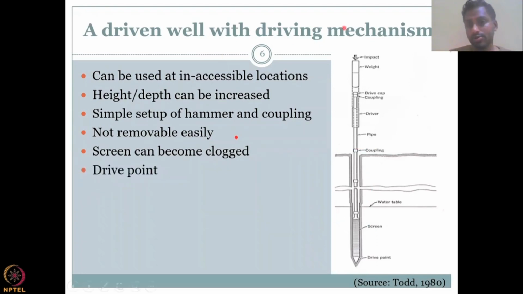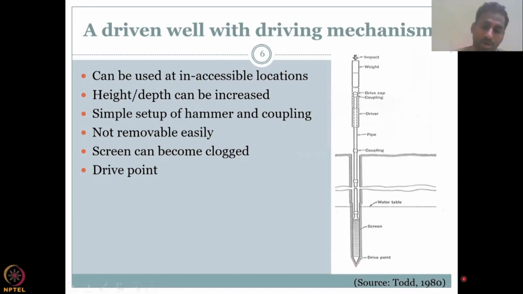The dry point is the most important part of this exercise. The sharper and sturdier the dry point is, the further it can go down. If it is weak material, then it will break. And if the dry point becomes blunt, then even if you hit, the tube will not go down. Okay, so be very careful about using it.